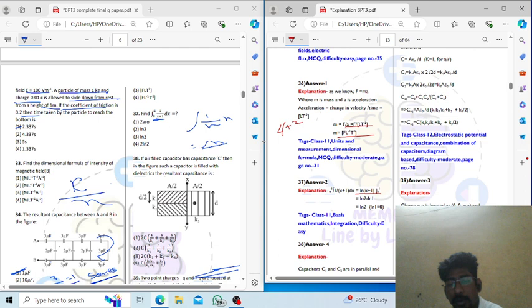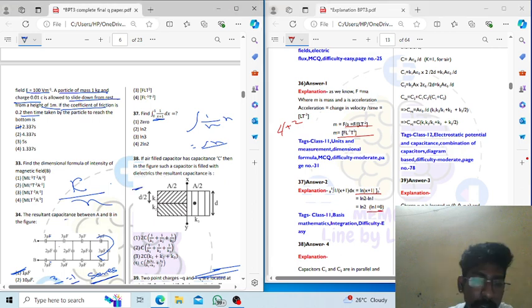Okay, so the figure is given. What you have to calculate is, in the figure, the capacitor is filled with dielectrics, and the resultant capacitance is what you have to calculate. The resultant capacitance. 38.